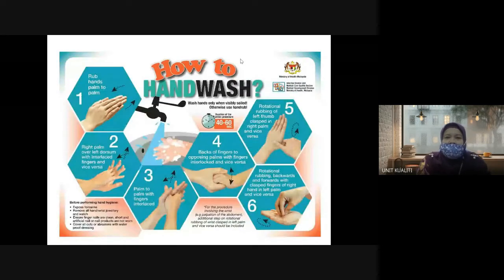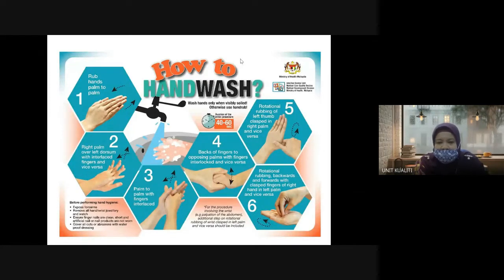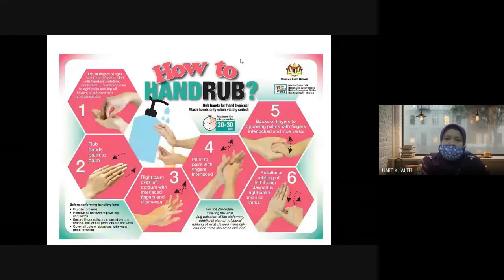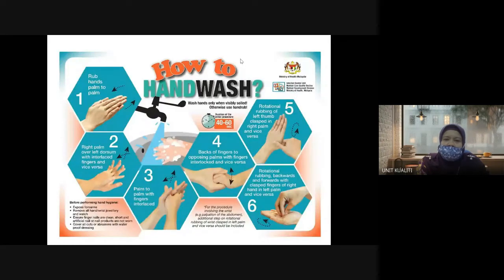Okay. For hand wash, the difference is the first step of hand rub goes to the last step, the 6th step. In hand wash, the first step becomes the 6th step. It takes about 40 to 60 seconds for hand wash. You wash hands only when visibly soiled. Otherwise, use hand rub because it's faster.